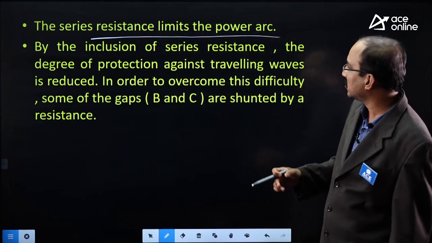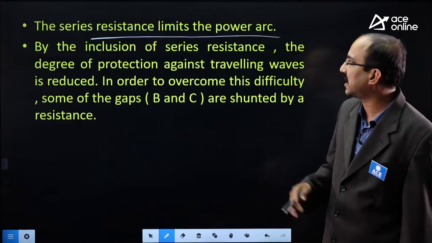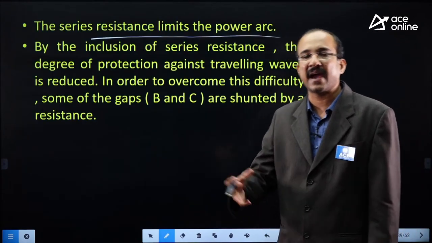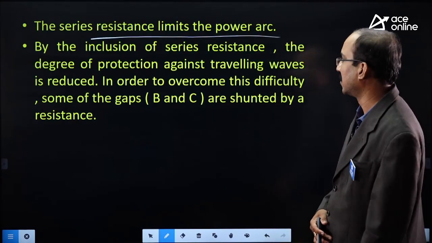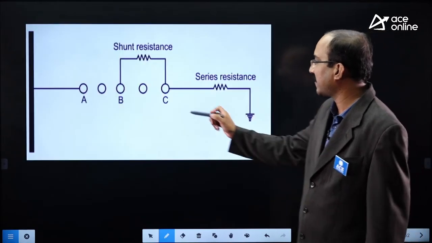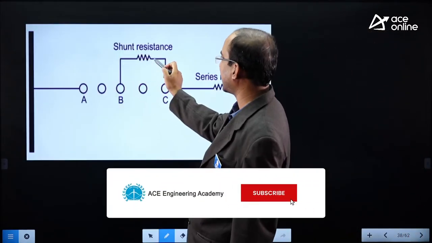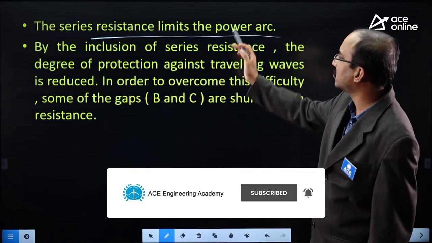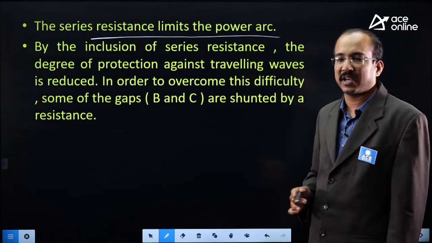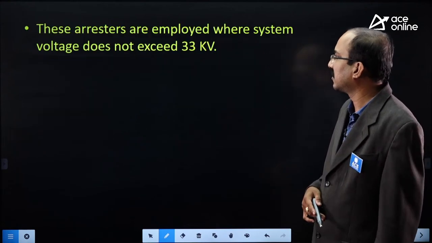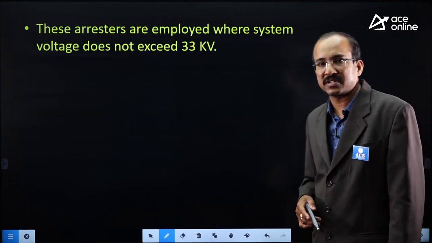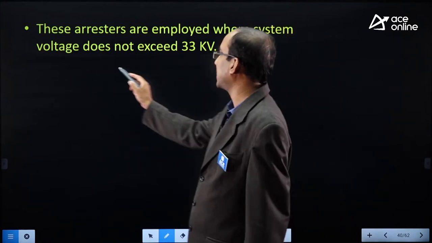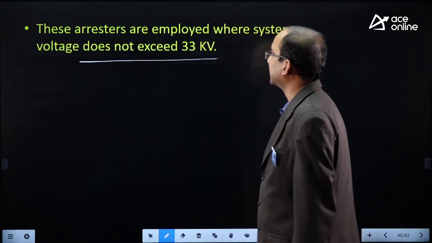But by inclusion of this series resistance, the degree of protection against traveling waves gets reduced. In order to overcome that, we are again using a shunt resistance to overcome the degree of protection that is reduced due to the inclusion of series resistance. These arresters are normally used for voltages that do not exceed 33 kV.